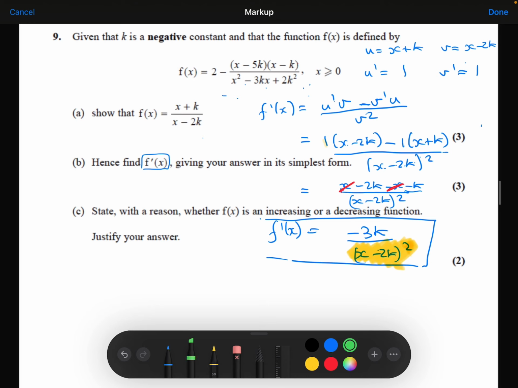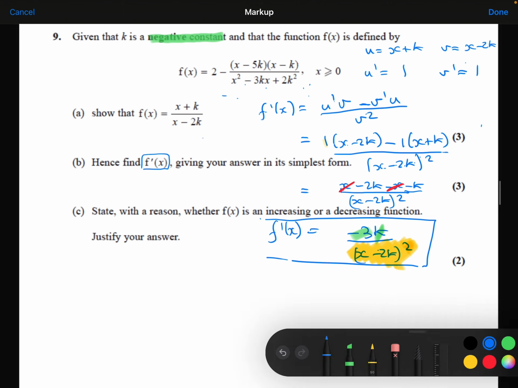So what about the numerator? Well, I've got minus 3k. Now remember that k is negative. We were told this in the question. So if k is negative, minus 3 times that negative k, minus 3 times a negative is going to be a positive. Therefore, the numerator is also positive. And if the numerator is positive and the denominator is positive, therefore the whole thing is going to be positive, and if the gradient is positive, it's an increasing function.